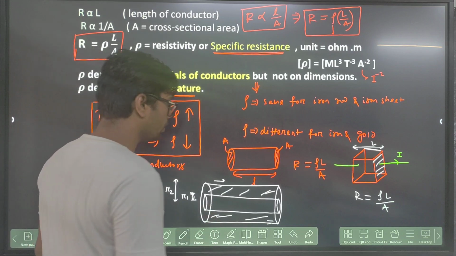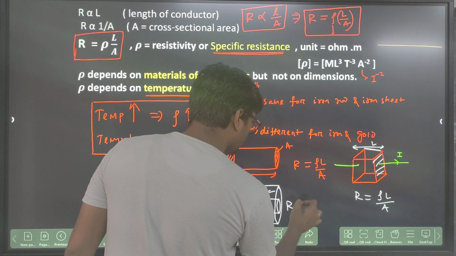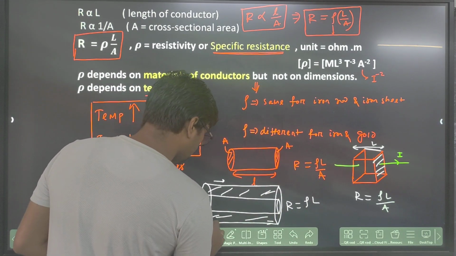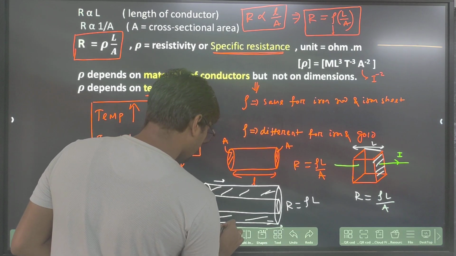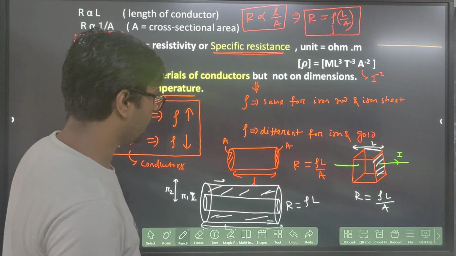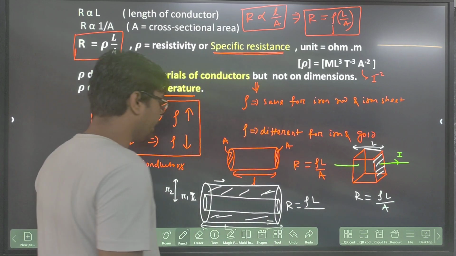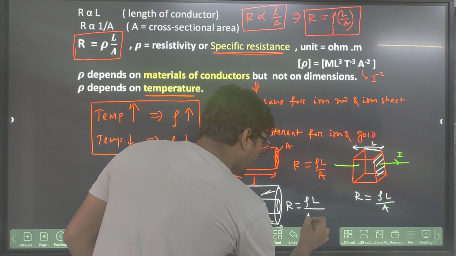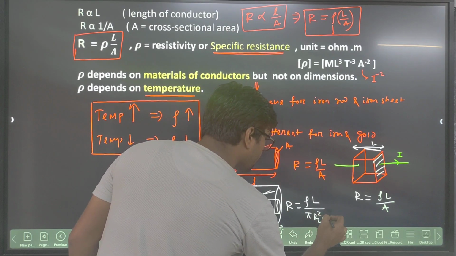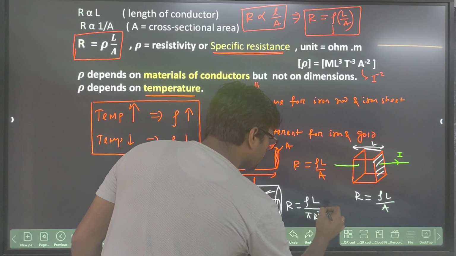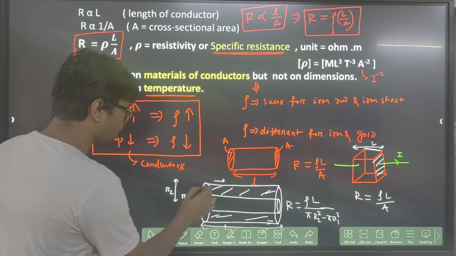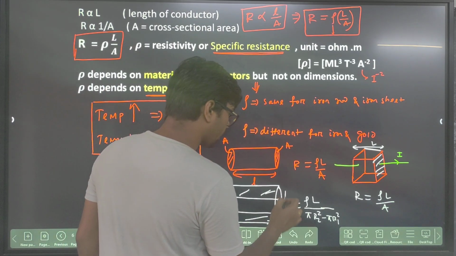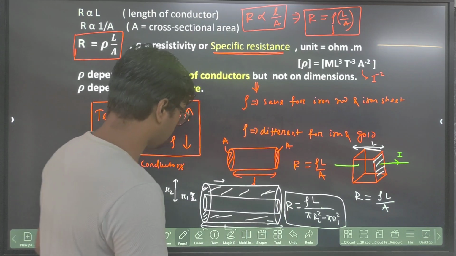If someone asks how to write down the resistance, resistance equals rho L, where L is the length of the conductor, divided by area. You have to choose this area. If you calculate, this area will be pi r2 square minus pi r1 square, right? You can write the resistance here.